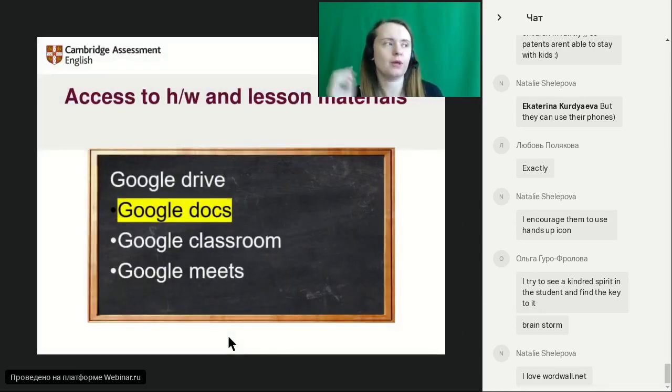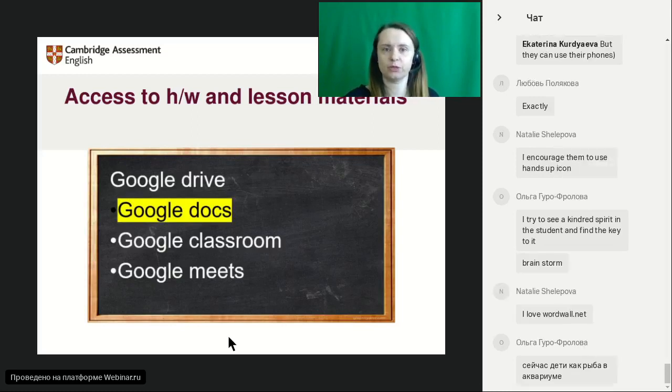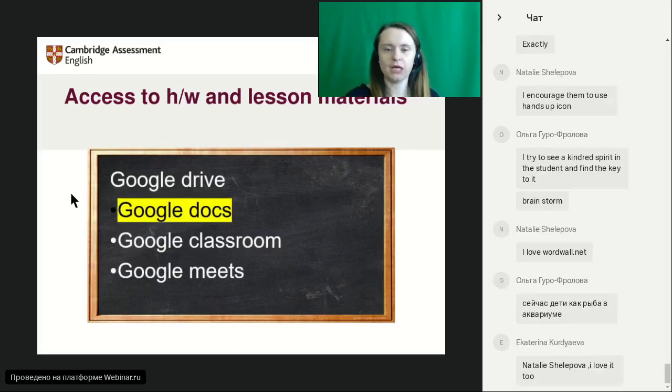Okay, one more thing that I mentioned when we talked about planning was access to homework and lesson materials. Quite often, again, due to technical problems or family problems, when there are more than one person in the family who needs the computer, I need to make sure that they all have access to the materials. And what I try to do, so I use Google Drive, and I will show you.